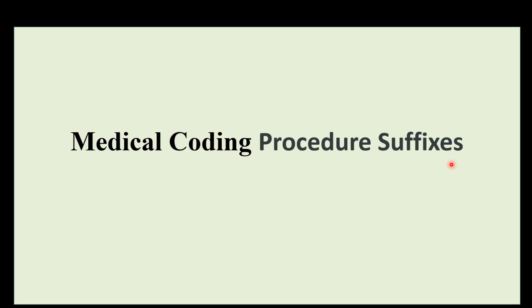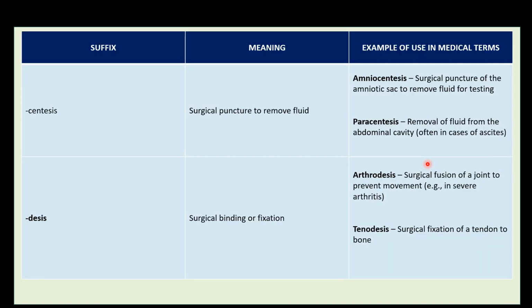So in short, in medical coding and medical terminology, we have multiple things that combine together to form a complete medical terminology: prefix, then we have connecting word, root word and suffixes. Currently we are focusing on the suffixes. Alright, so let's see the first suffix. For today, the first suffix is centesis. Centesis means surgical puncture to remove the fluid.